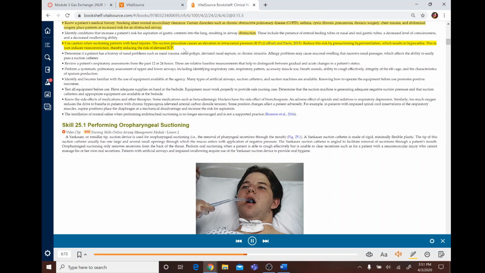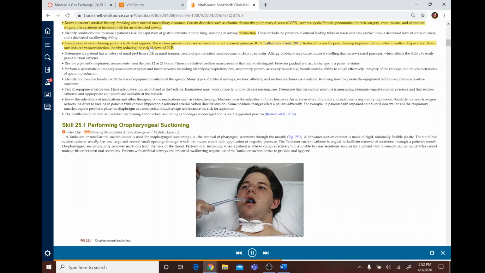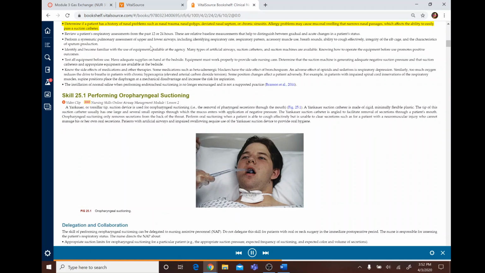Reduce this risk by pre-suctioning hyperventilation, which results in hypocarbia. This in turn induces vasoconstriction, thereby reducing the risk of elevated ICP. Determine if a patient has a history of nasal problems such as nasal trauma, nasal polyps, deviated nasal septum, or chronic sinusitis. Allergy problems may cause mucosal swelling that narrows nasal passages, which affects the ability to easily pass a suction catheter.